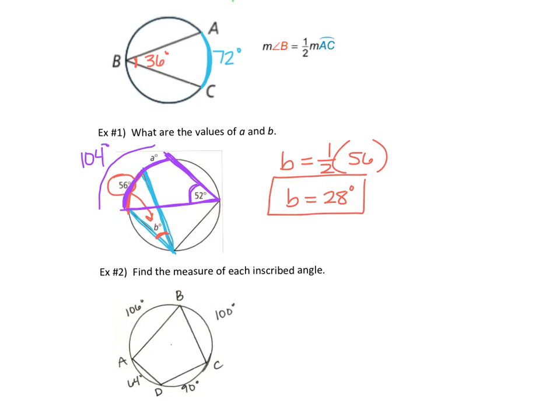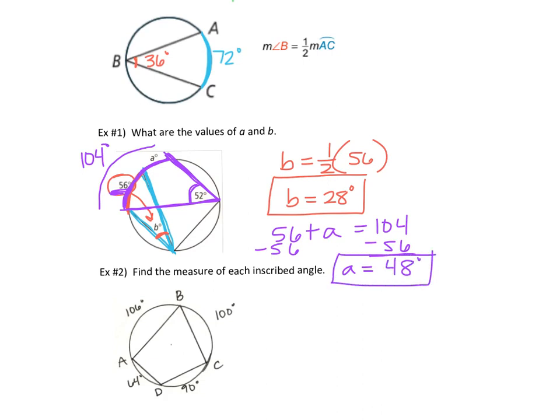So if I know the arc is 104 and I know this piece of it is 56, that means 56 and A put together have to equal 104, so we're just going to take that 56 away. That leaves us with a value of A of 48 degrees. So arc A is 48 degrees. Okay, so just keep in mind when the point is on the circle, the angle formed at that point is half of the arc across from it. Okay?